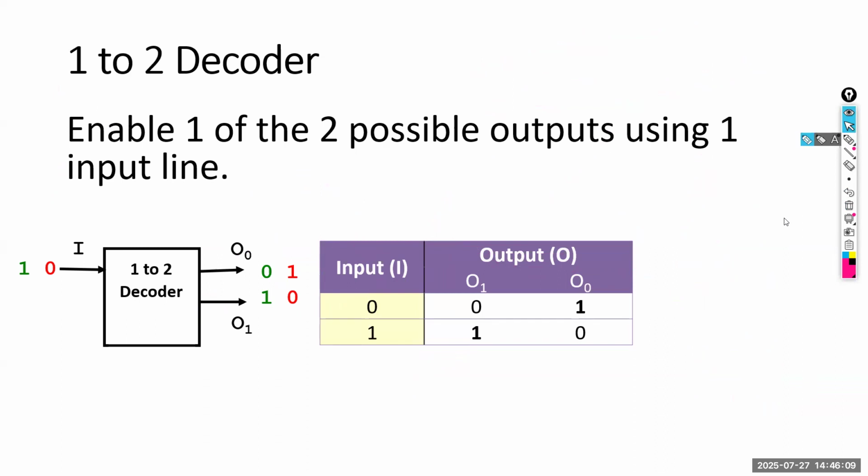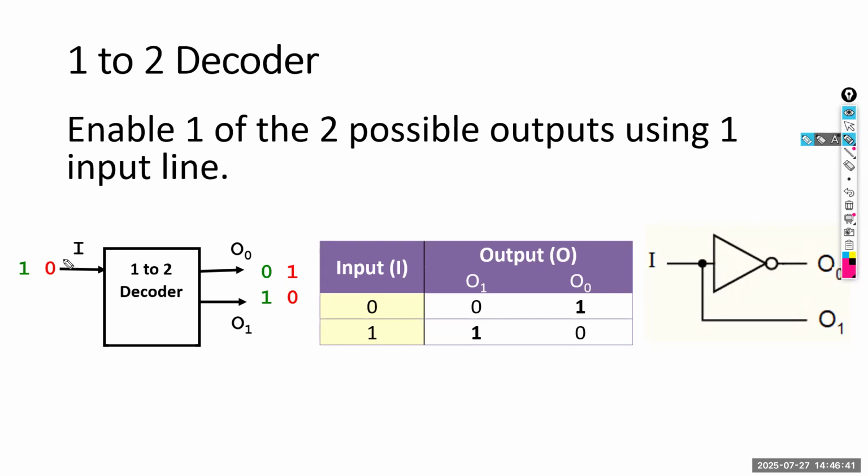Right. So if you are happy with that, that means you have understood what a decoder is and the practical advantages of a decoder. So then we'll go into how to create a 1 to 2 decoder. A 1 to 2 decoder means 1 input, 2 outputs, because 2 to the power 1 is 2.